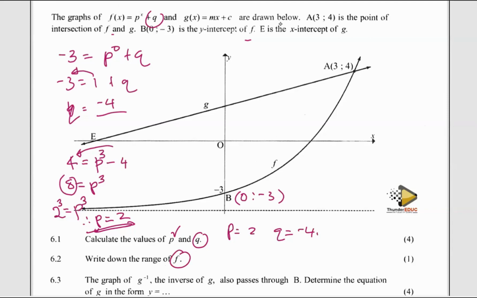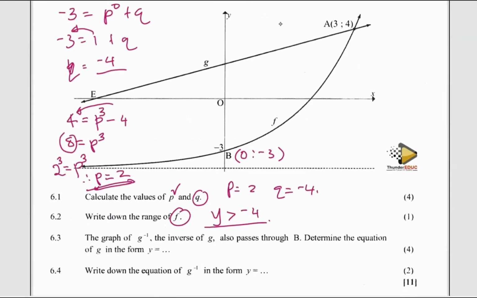So for the range, we're basically looking at the y values. So y must be greater than the asymptote. It's above. Then the graph of the inverse of G also passes through B. So if the inverse is passing through B, determine the equation of G.